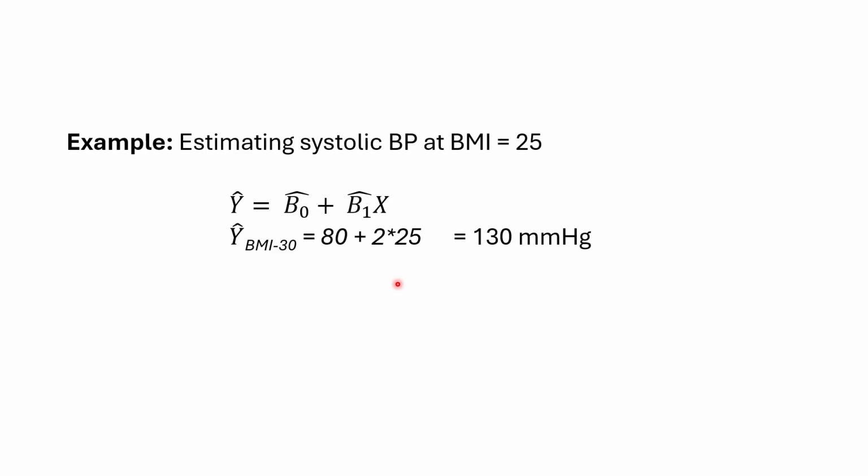We can now determine the systolic blood pressure of respective BMI. For example, if a person is having a BMI of 25, we can just plug in the values, intercept 80 plus 2, that's the slope, times 25, that is the BMI, which if we sum up, we get the value of predicted or the estimated systolic blood pressure for a person with a BMI of 25 to be 130 millimeters of mercury.